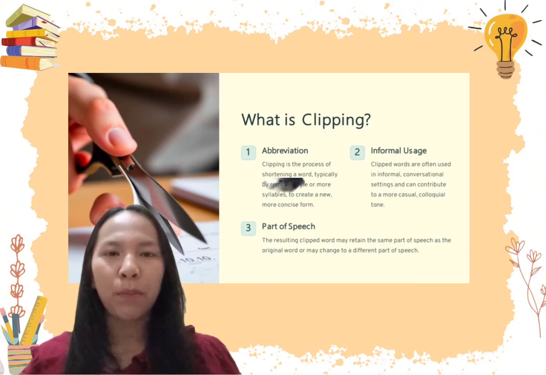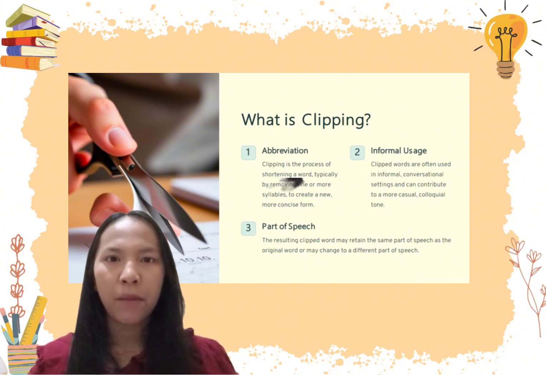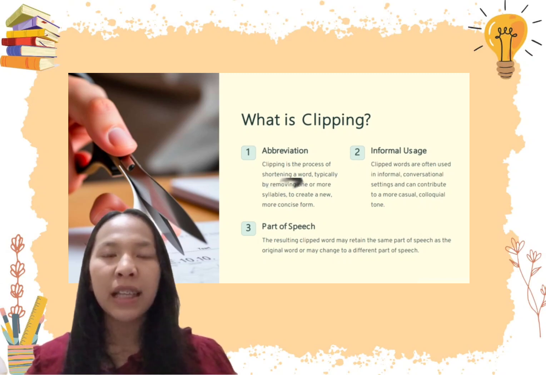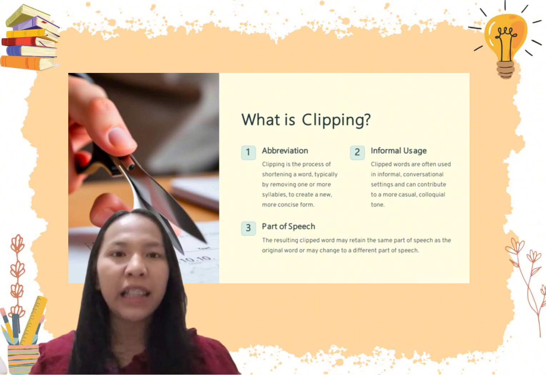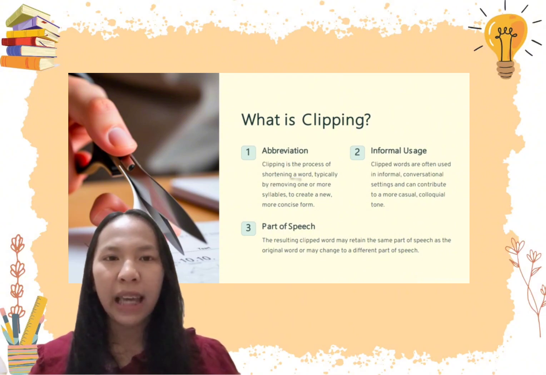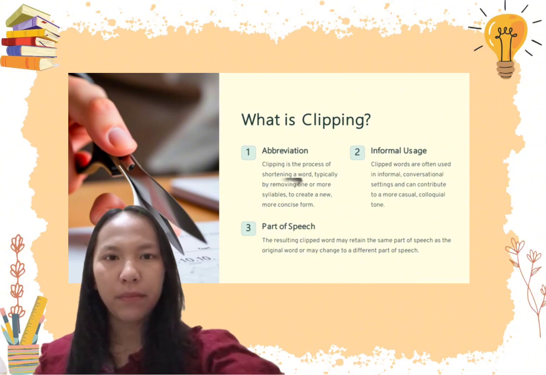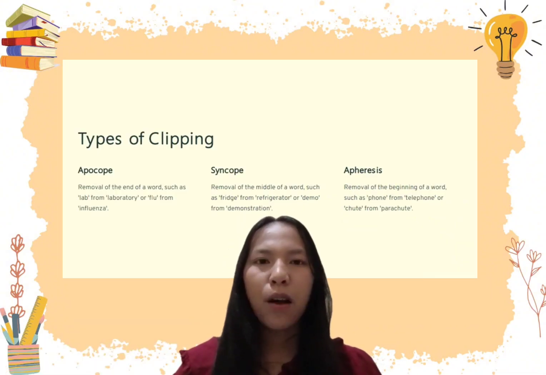Slide 2. What is clipping? Clipping is the process of shortening a word, typically by removing one or more syllables. The purpose is to create a shorter and more concise version of the word. Clip words are often used in informal or conversational settings because they give a casual, relaxed tone. Interestingly, clip words can sometimes keep the same part of speech as the original words, or it might change.